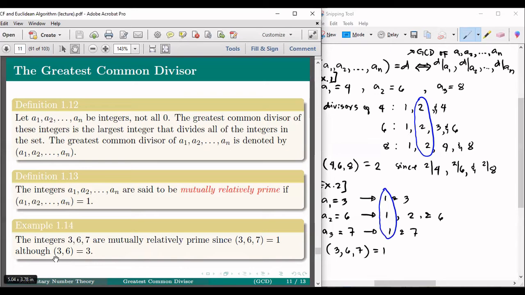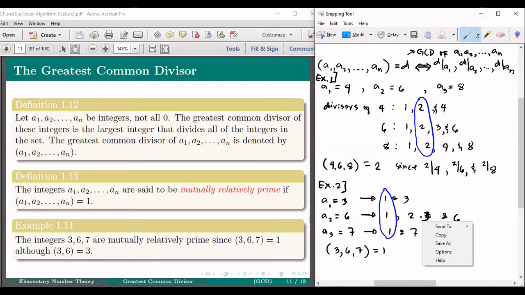Although the GCD of 3 and 6 is 3, as can be seen here. By the way, 3 is also a divisor of 6, so we also have 3 and 6 here. Take note, 3 is a common divisor of 3 and 6. However, it is not a common divisor of 7.